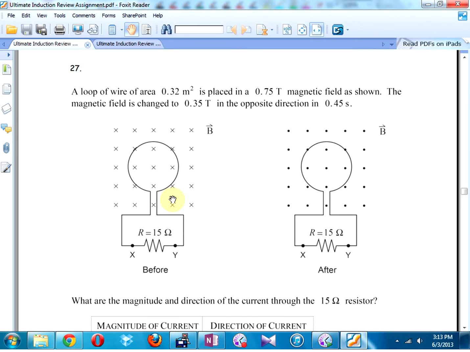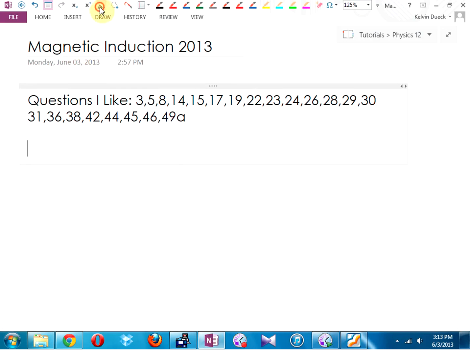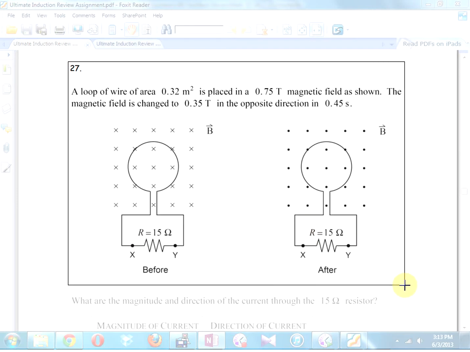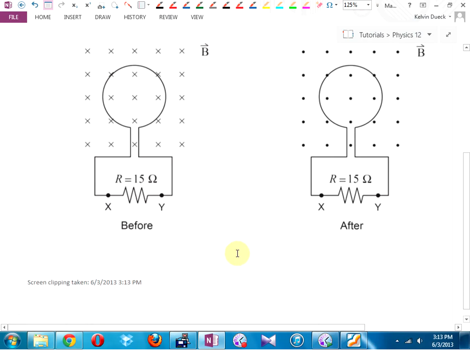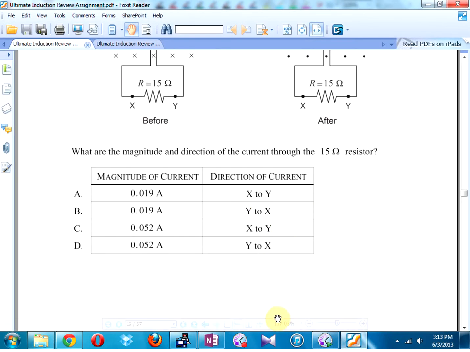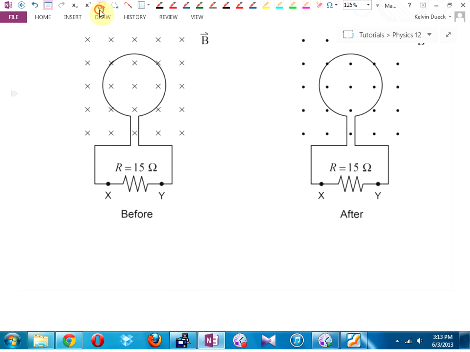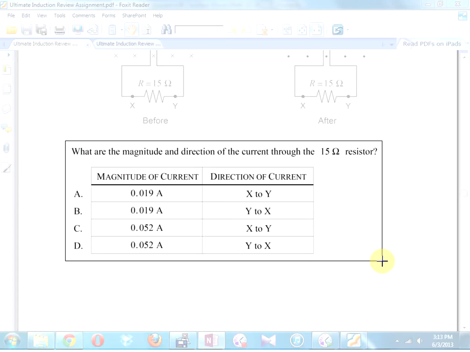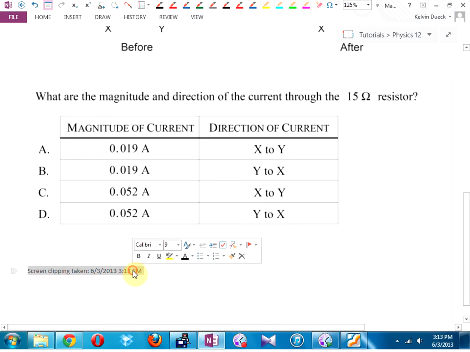27. Magnitude and direction of the current. Okay, so let's go like this. Clip this first of all. Scroll down, get the rest of the question. So was your question about the direction or the magnitude or both? More of the direction. Okay.